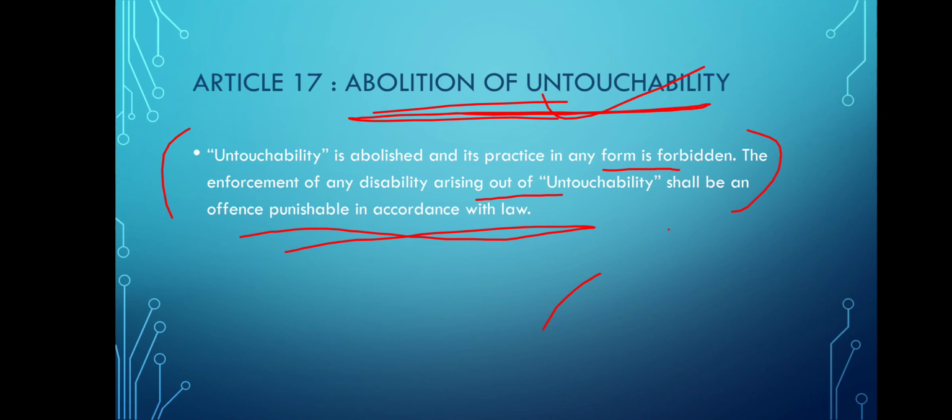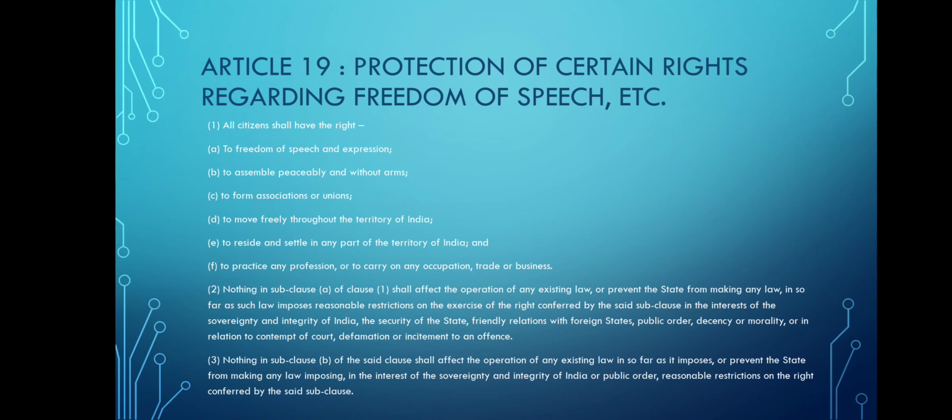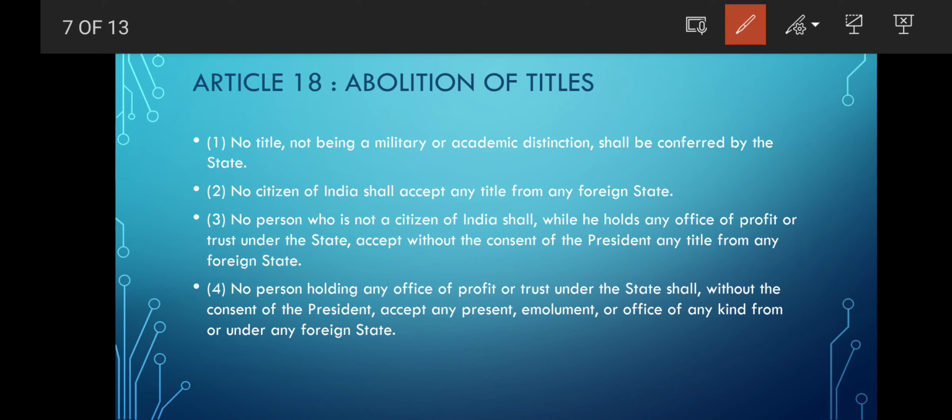Then moving next to Article 18, abolition of titles. What does abolition of titles mean? Article 18 of the Constitution of India abolishes titles and makes four provisions in this regard. So here are the four provisions.